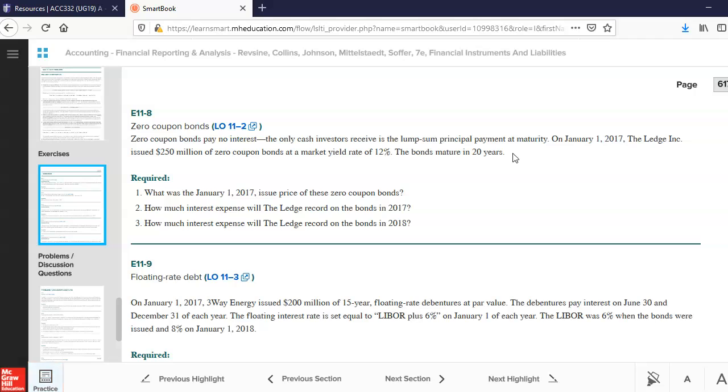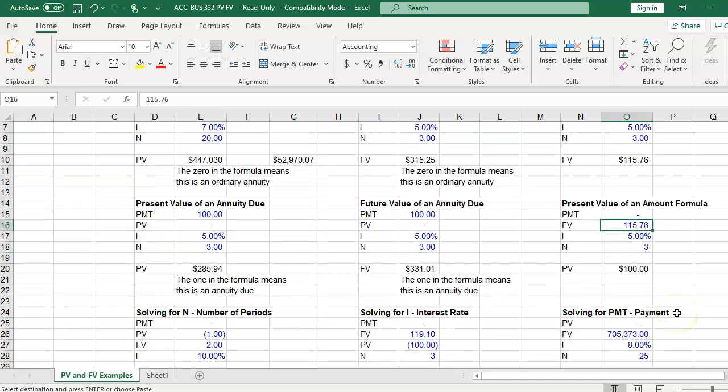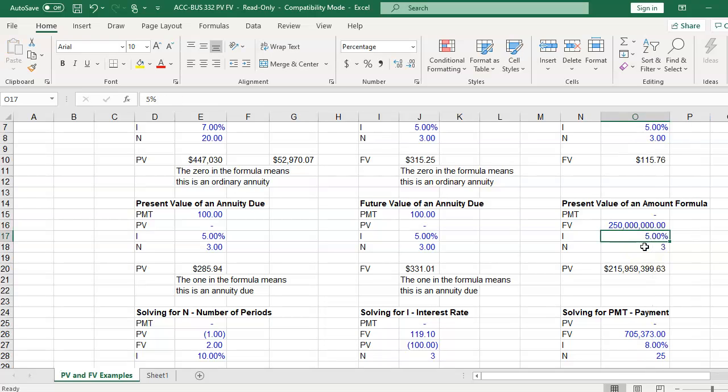To do this one, we need the present value of an amount. So this is $250 million, interest rate 12%, 20 years. Let's go back to my Excel file and go to the first tab. This is present value of an amount down here. The future value is 250 million, 12%, 20 years. So the present value of that is 25,916,691.